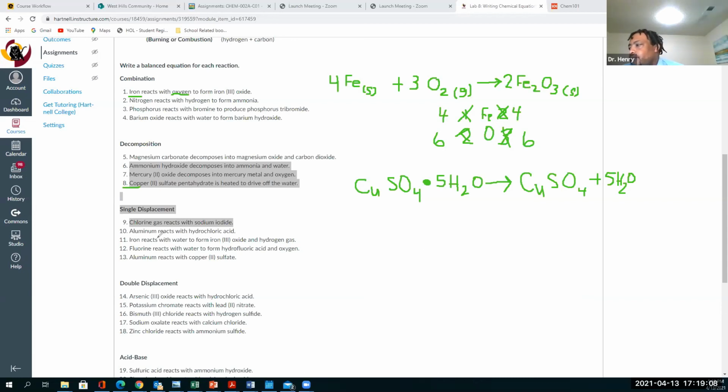One more for the road, and then I really have to go because I have to grab some more food. So let's do 9. Still in class. Chlorine gas reacts with sodium iodide.